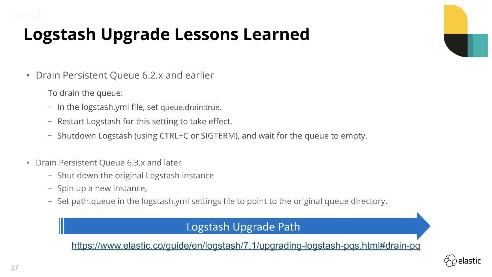Now, if you're using the persistent queue in 6.3 and later, one thing you can do is just shut down the original Logstash instance. You can spin up a brand new instance, and then set the path.queue in the Logstash YAML settings and point to the original queue directory. So those are some things that we highly recommend if you're using the persistent queue: drain it first before upgrading.